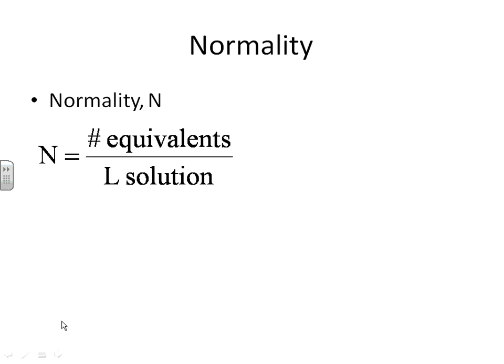Now, normality, because our first goal is to determine the normality of an NaOH solution. So what is normality? Normality is defined as the number of equivalents of a compound divided by the liters of solution. Hopefully, when you look at this, even if you don't know what equivalents are, you should see a similarity between normality and molarity, because molarity is moles of solute divided by liters of solution. Normality and molarity are related. They're related through the idea of the equivalent.